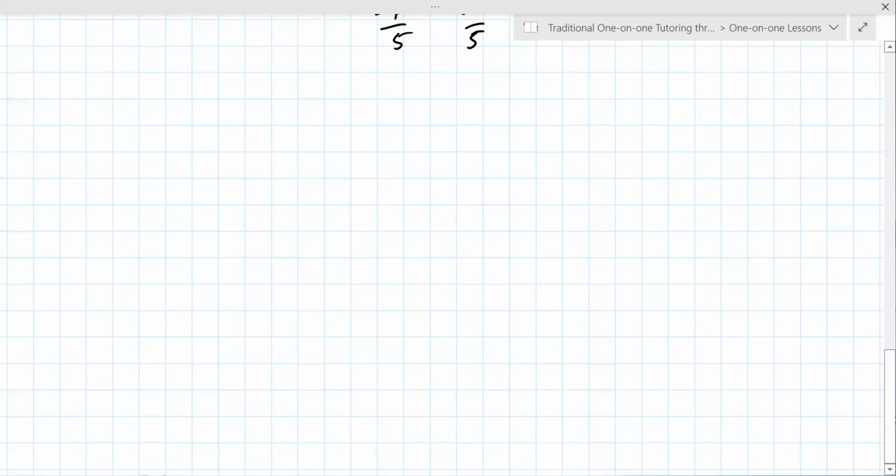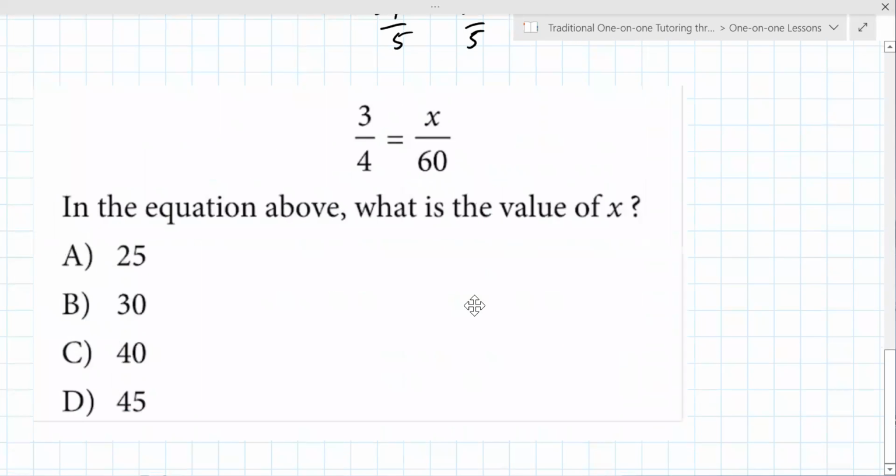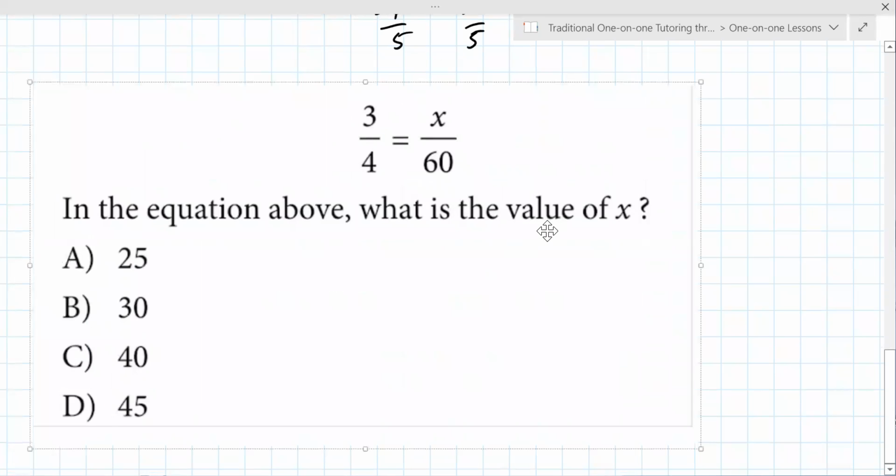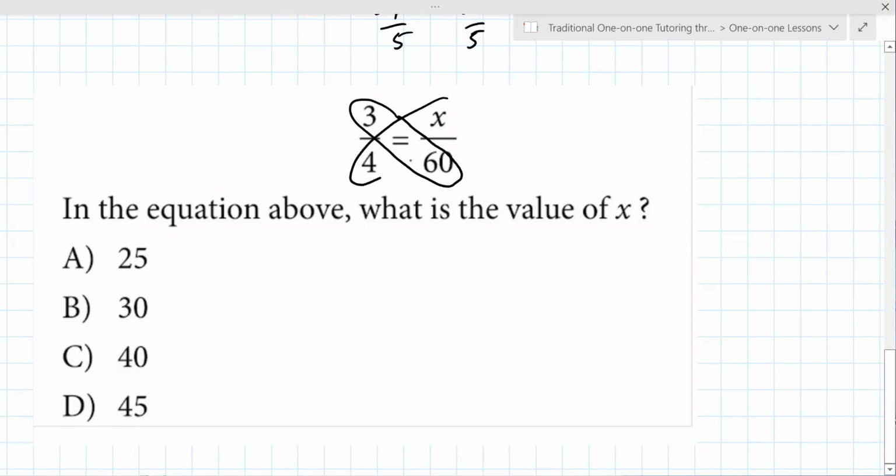Okay, so these problems are going to be much easier at the moment here. So it says in the above equation, what is the value of x? Do you have any idea how to solve this? Find the common multiple, right? You don't. So this one's different. You can actually cross multiply to do this. It's one approach. So like 3 times 60 equals 4 times x.